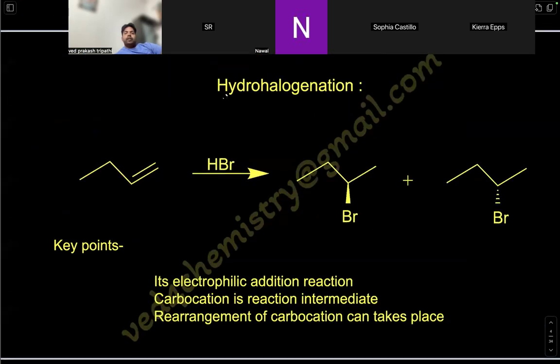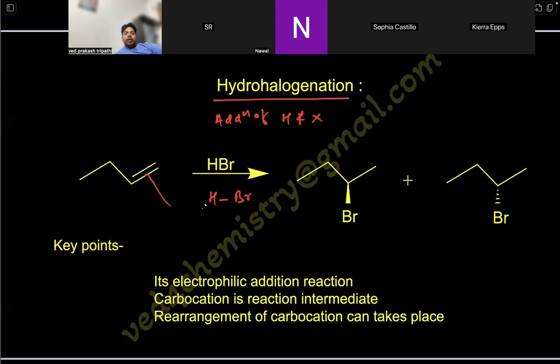Now the very first reaction is hydrohalogenation. Hydrohalogenation means addition of hydrogen and halogen. So this is my alkene. This is HBr. We can say HBr means H-Br like this.